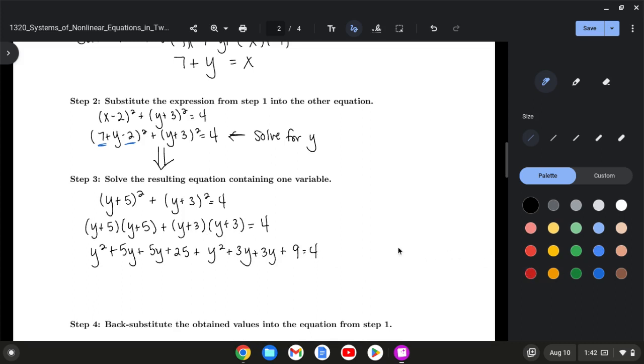All right, so now we need to combine our like terms. Here we have a y squared term, and there's another y squared term. So that's 2y squared.